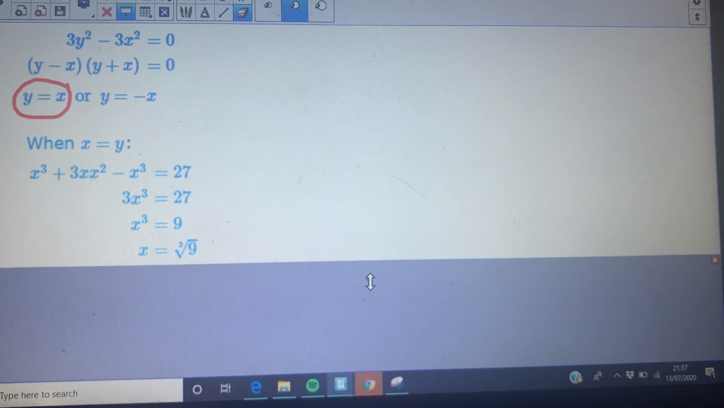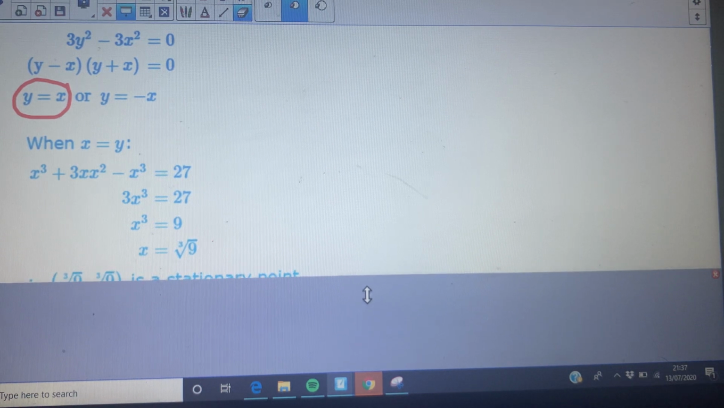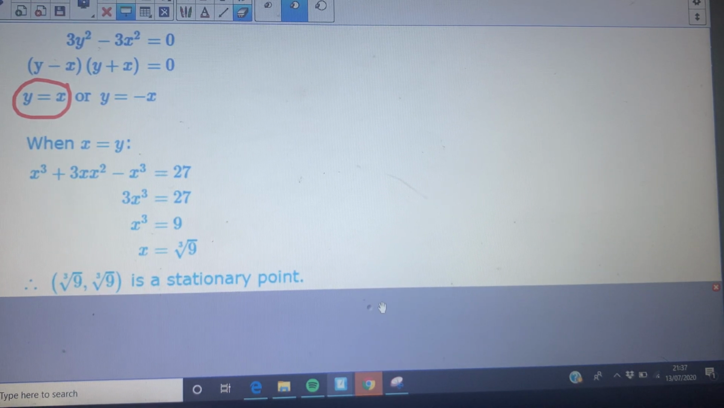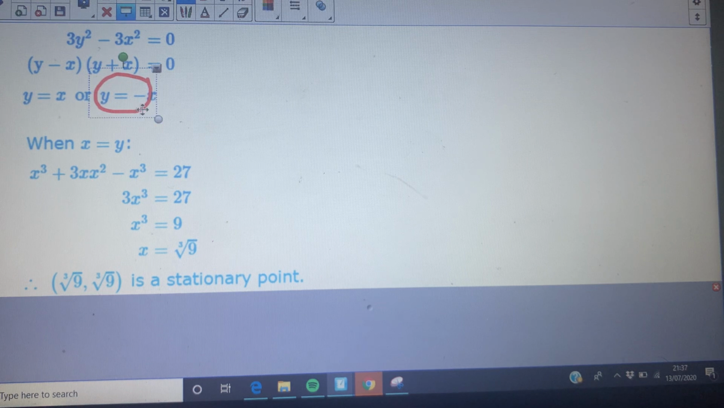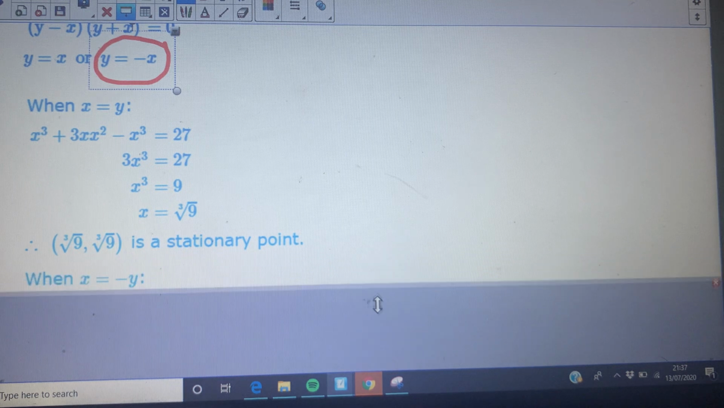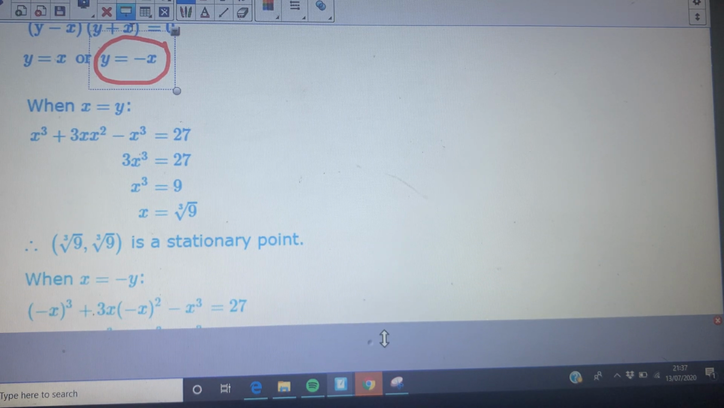And what's great about cubed roots is that there's only one answer. So x is the cubed root of 9. And also we know that this is when x and y are equal. So if x is the cubed root of 9, y is the cubed root of 9. Now, we'll try this one. When y is minus x, so you're now going to substitute minus x into the equation instead of y.